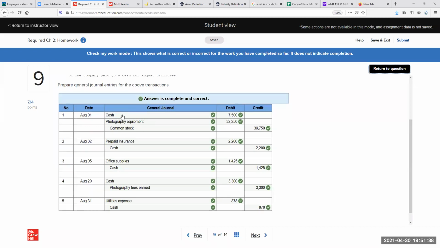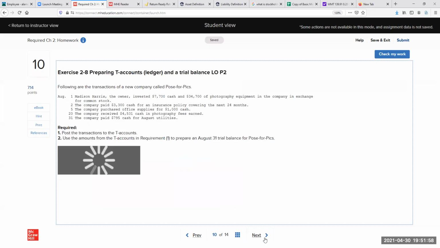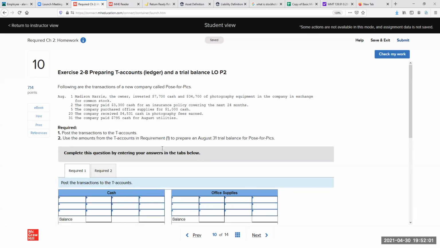Okay, so again, there's the rules. Assets go up. Cash is an asset, equipment's an asset, prepaid insurance, supplies, cash, and expenses all are increased on the left side. Common stock is an equity increase on the right. Cash is going down here. Cash is going down. Revenue is going up on the right side. Cash is going down. So that's why you have to practice all this to get the rules.